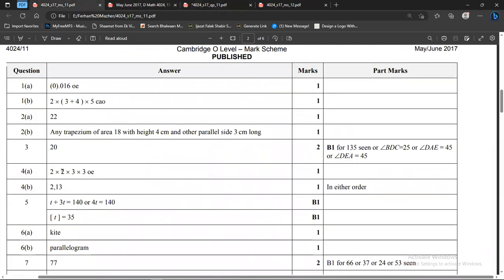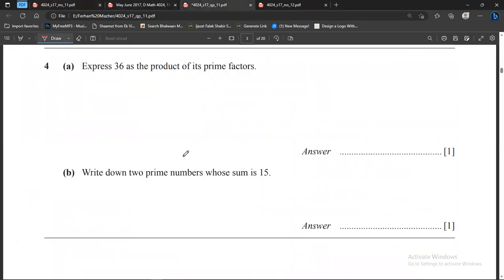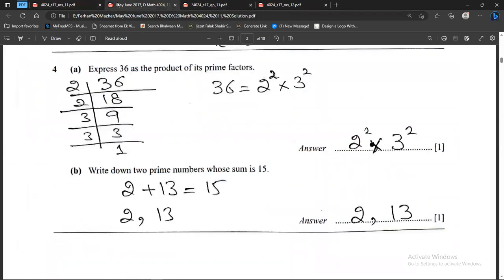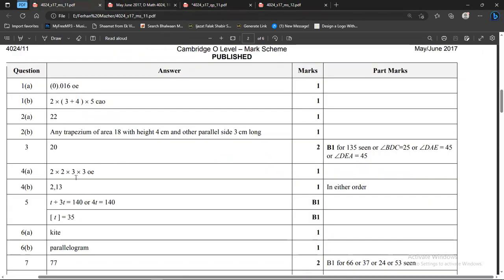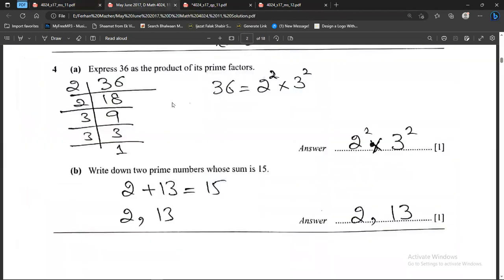So you can see 2 into 2 into 3 into 3. That is the right answer, sir. This is the solution. Question number 4, B part. He says, write down 2 prime numbers whose sum is 15. The 2 prime numbers are 2 and 13. 2 is a prime number, 13 is a prime number. So that equals 15. So 2 and 13 is the answer.